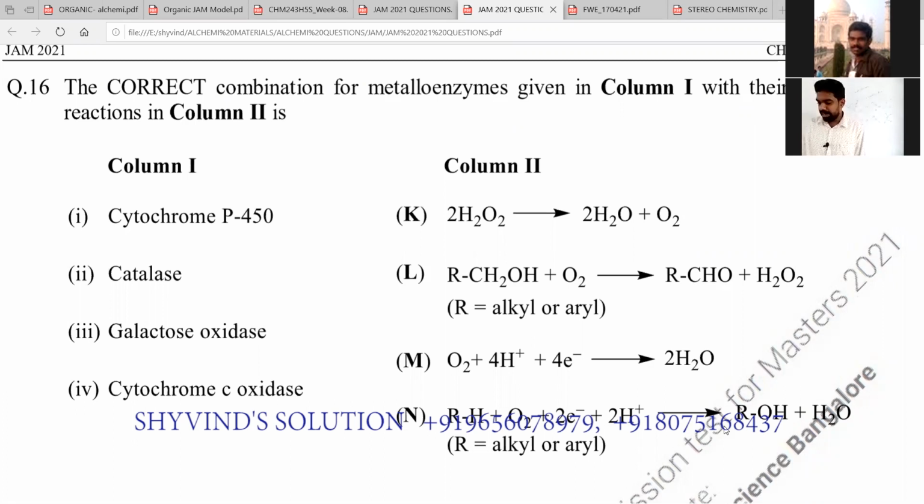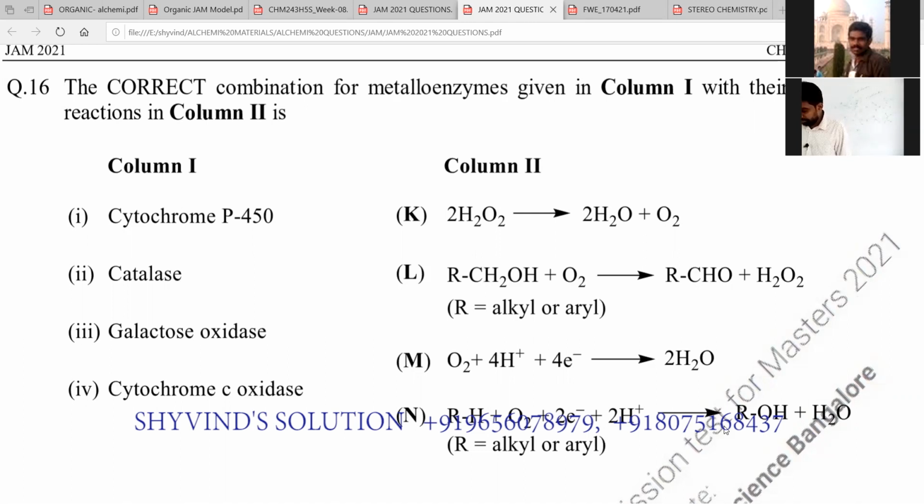So the question is: the correct combination for metalloenzymes in column 1 with the reaction in column 2 is. That is the question. So cytochrome P450, what is the reaction of this catalyst? What do biological catalysts, that means enzymes, do in our body? So that is the question.